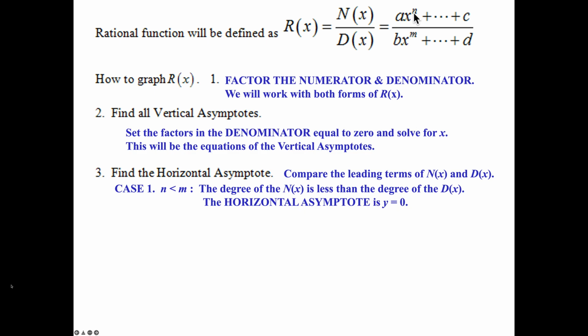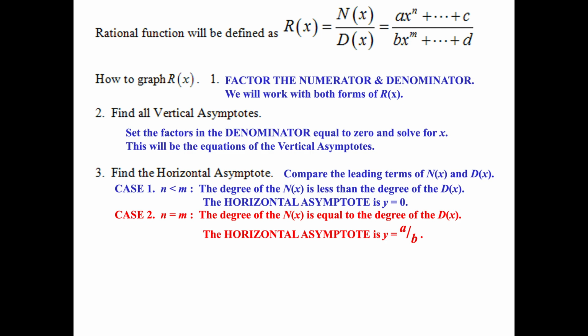Doesn't matter if you have a 1 over 2, 2 over 3, 2 over 4, 2 over 5. As long as the top power is smaller than the bottom power, it's y equals 0. Case number 2. Now the two powers, both top and bottom on your leading terms, are equal to each other. If that happens, then your horizontal asymptote is automatically a over b. That's the ratio of your leading coefficients.